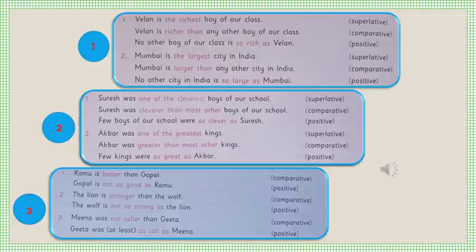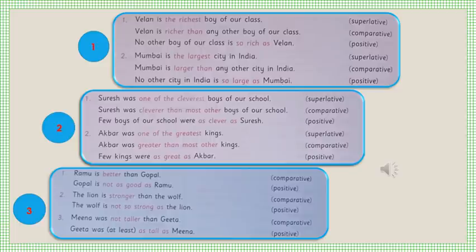Second example, Akbar was one of the greatest kings. Many great kings were there, and out of that, one is Akbar. Comparative degree: Akbar was greater than most other kings. And the positive one: few kings were as great as Akbar. Like Akbar, only a few kings were there.